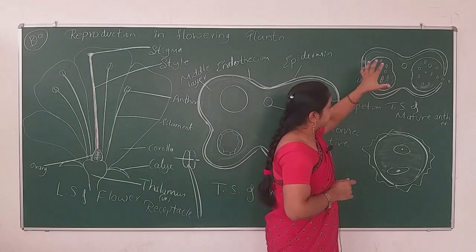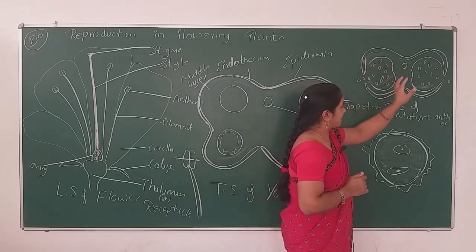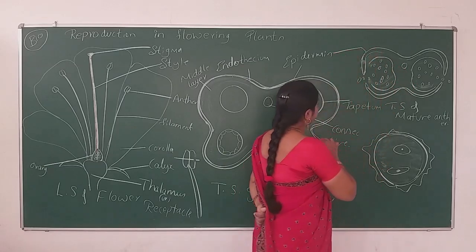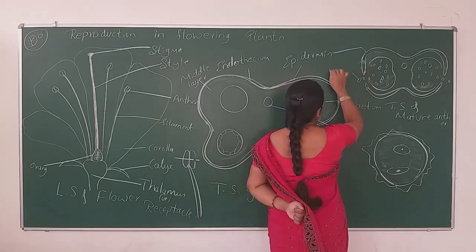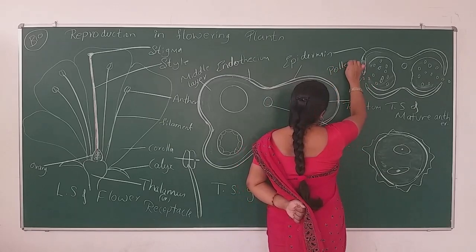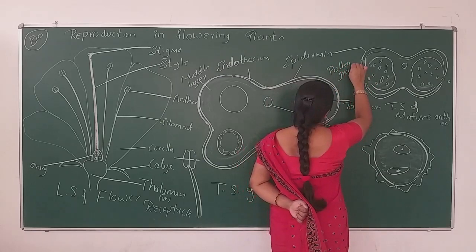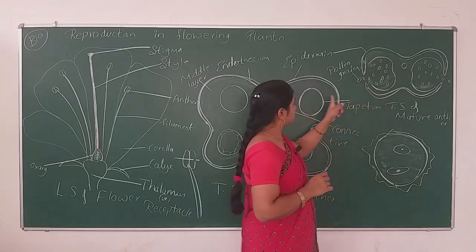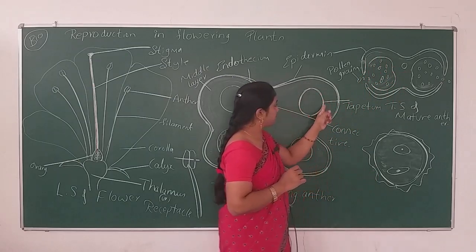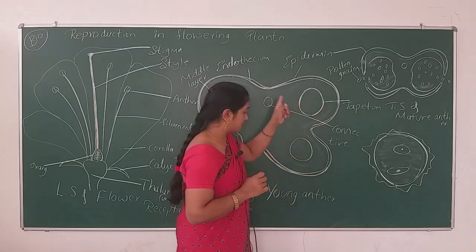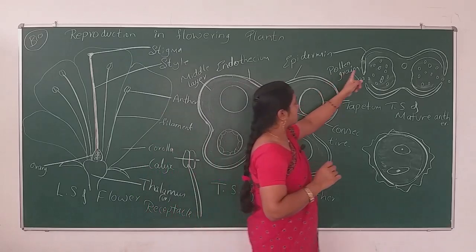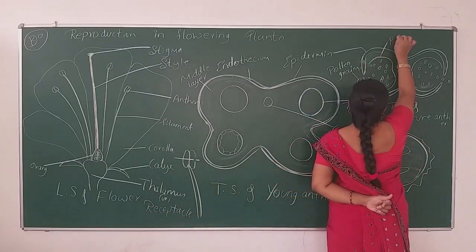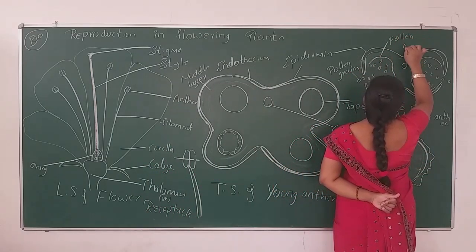So if we label the parts of this anther, the outermost is the epidermis. These are the pollen grains, and so one sac is there. I told you this is the tapetal layer and this is the microsporangium. I told you in the structure, but here you have to mention this layer as pollen sac.